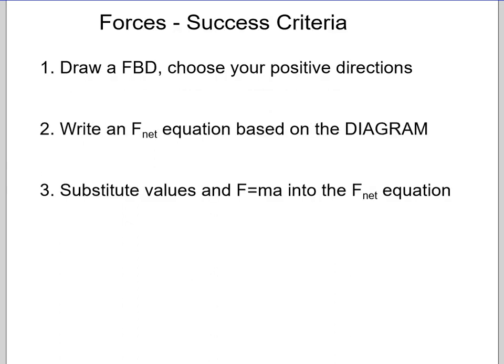So just a reminder, for all of these, the success criteria is going to be: draw a free body diagram, choose your positive directions, write an F-net equation based on the diagram. So this is really important. I'm going to say that again and again and again. It's based on the diagram, so learn to make a really good diagram. Substitute values for F equals ma and F-net into the F-net equation, and we solve.